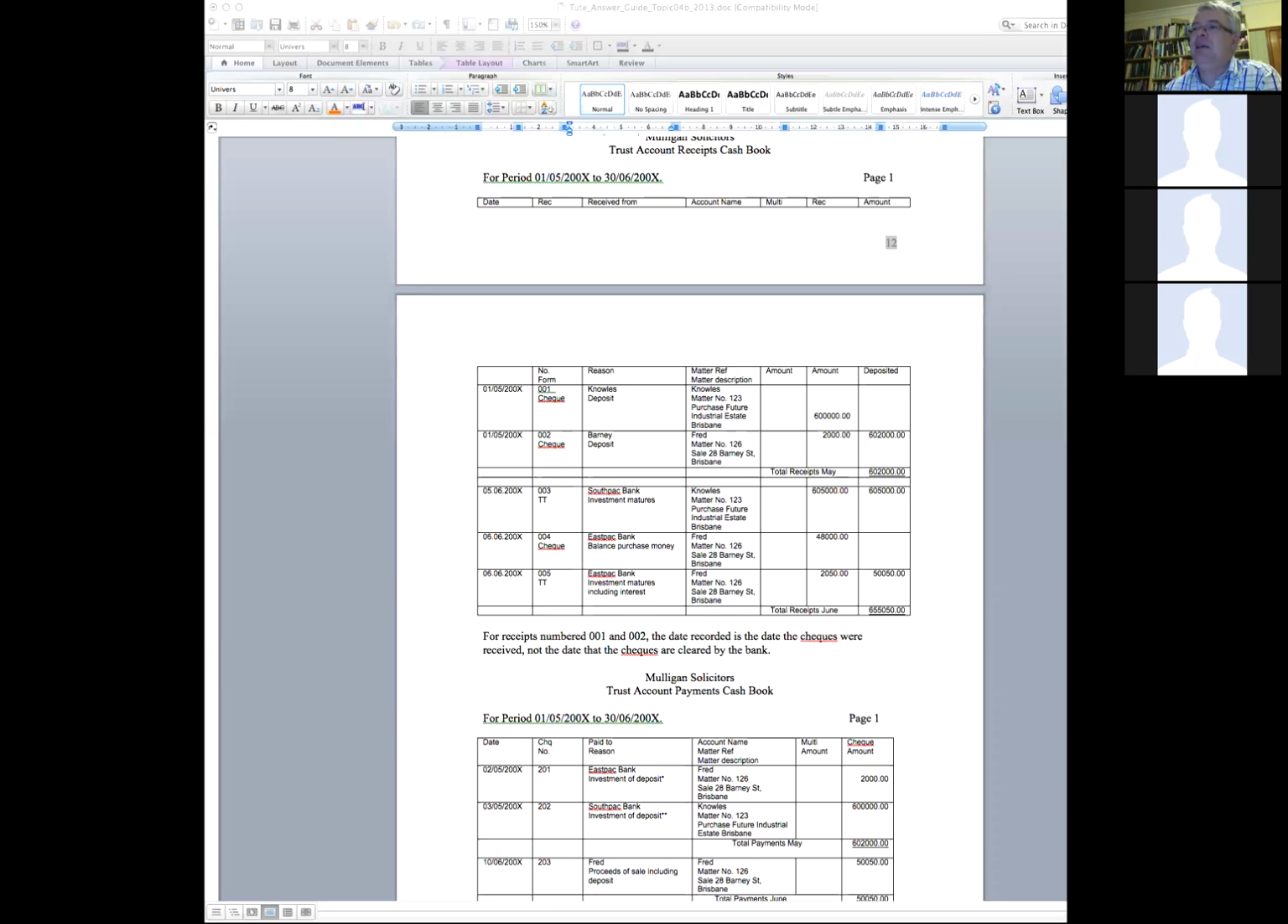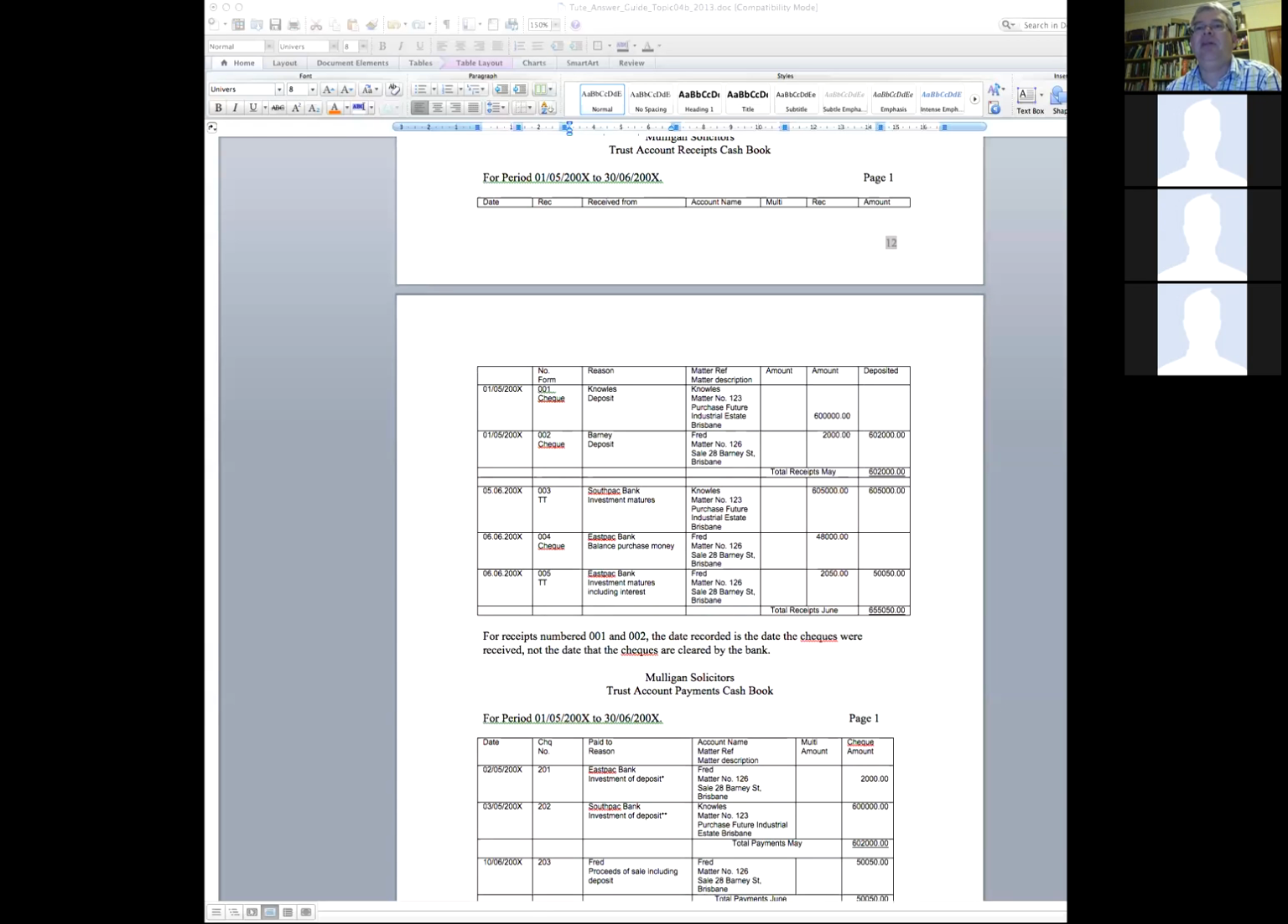So on that date, the 1st to the 5th, you've got the issuing of a receipt, 001, it's a cheque. It's Knowles, it's deposit, in relation to this purchase of an industrial estate, in the amount of $600,000. Now, that day, you shouldn't be issuing any payments against that until that cheque clears. You assume all checks clear within 3 days. So you've got to be careful about that.